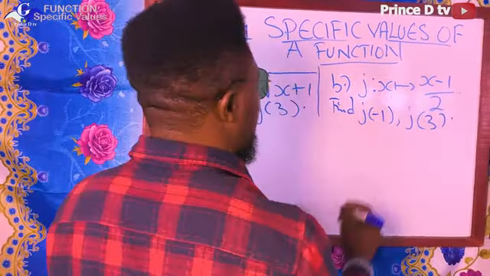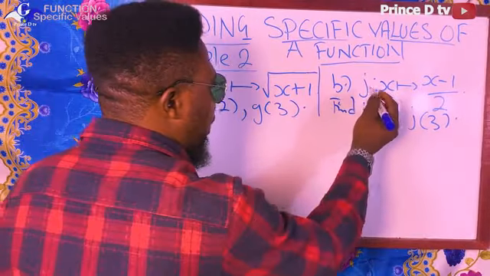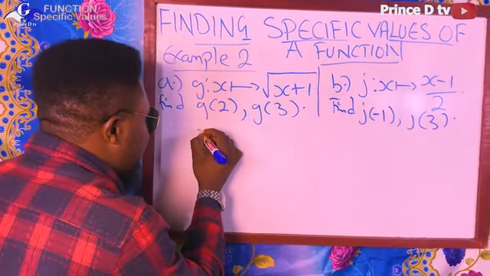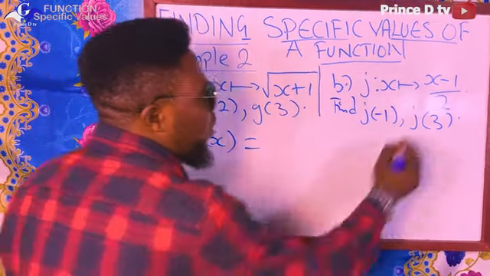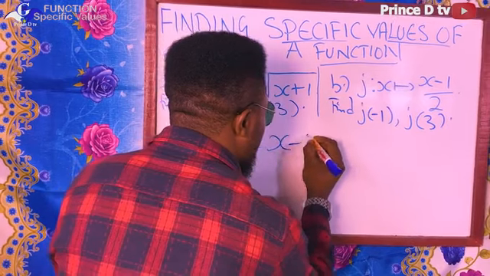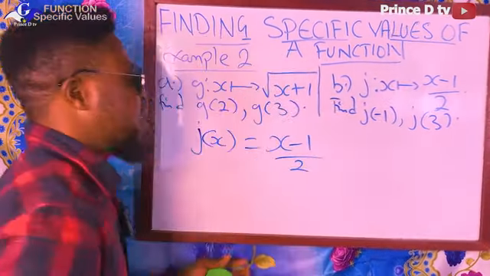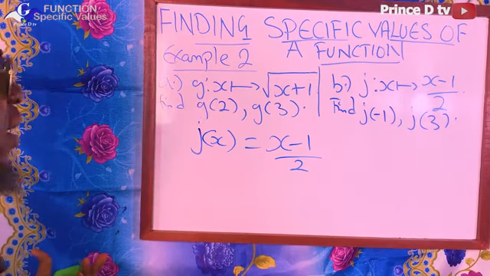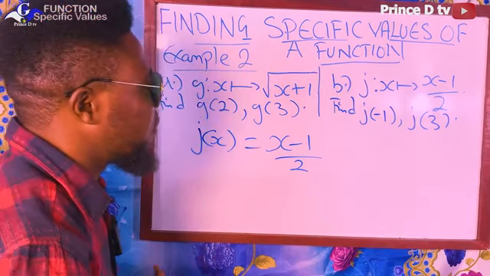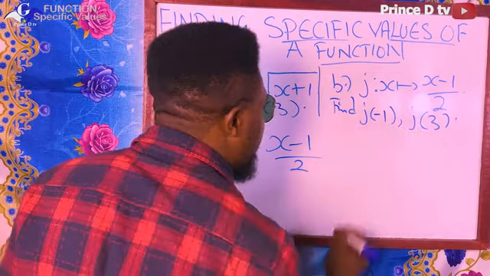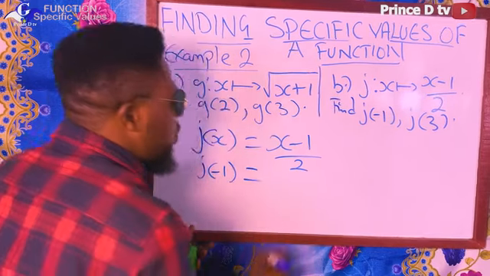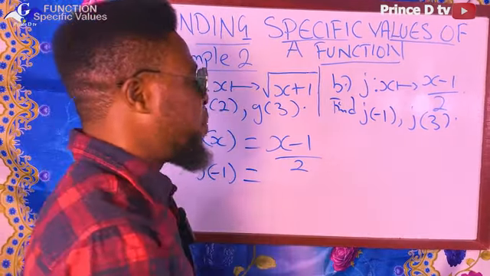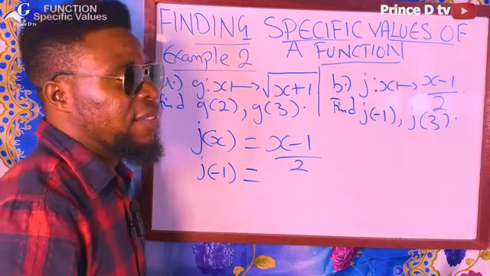All right, so our j of x is equal to x minus 1 over 2. That's how we always represent it. Okay, good. Our first is j of minus 1. So j of minus 1 is equal to, anywhere we meet x, we replace it by minus 1, the value.